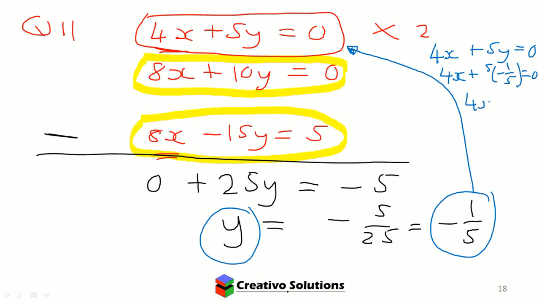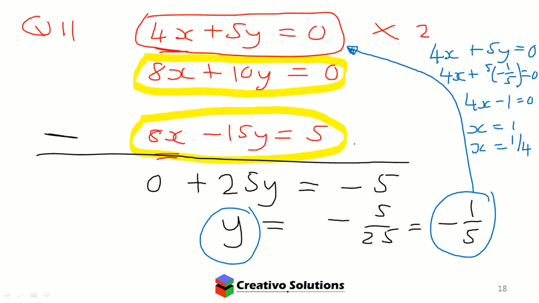Then I'll have 4x plus, well, minus 1 over 5 times 5, so I can cancel the 5's. I'm going to be left with 4x minus 1 equals 0. So x equals 1 over 4. So x would be a quarter, and y would be a negative 1/5, and that will give you 0 in that scenario.